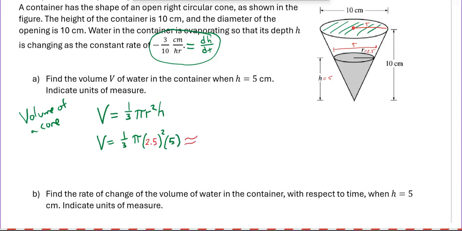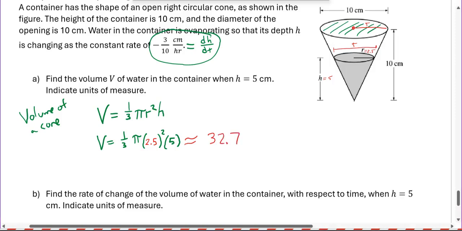I can approximate this. I'm just going to use a regular handheld calculator. Don't forget to do the order of operations. 2.5 squared times 5 times pi, and then divide by 3. I'm getting it's approximately 32.7. That's an approximation. 32.7 cubic centimeters.